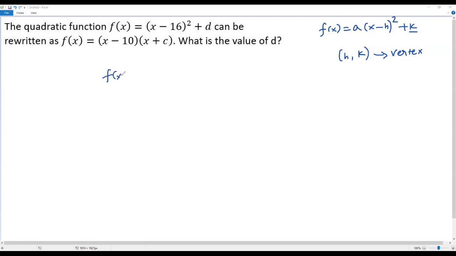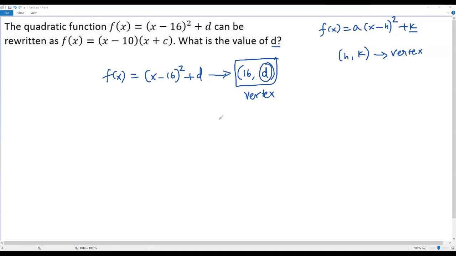So the vertex form of the given quadratic function is (x − 16)² + d. For this function, at the place of h we have 16, so 16 is the x-coordinate of the vertex, and d is the y-coordinate of the vertex. So this is the vertex for the given quadratic function. Our aim is to find the value of the y-coordinate of the vertex, that is, the value of d.